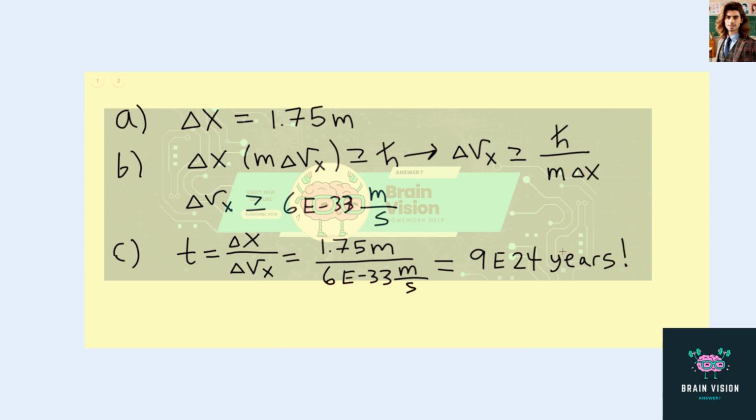So this is a gigantic result. And just for some comparison, if we know that the age of the universe is estimated at 14 times 10 to the 9 years, this will be about 3 times 10 to the 14 times the age of the universe. Wow.